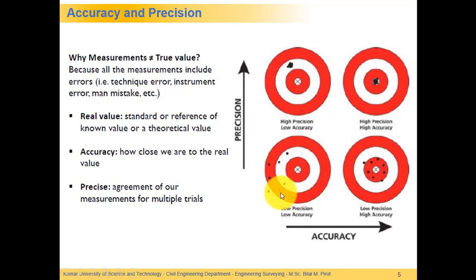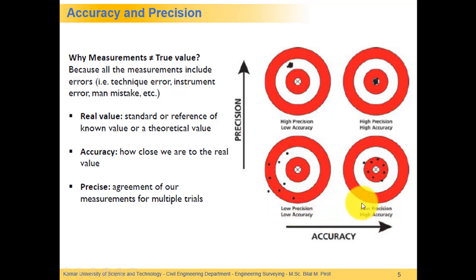But in the third case, the pointers have been deviated from the center and they are far away from each other. As you see, one point is here, one point is here, one point is here. So it means the accuracy is low because they are very far away from the center, and likewise the precision is low because the pointers among themselves are not close to each other. So this is called accuracy and precision.